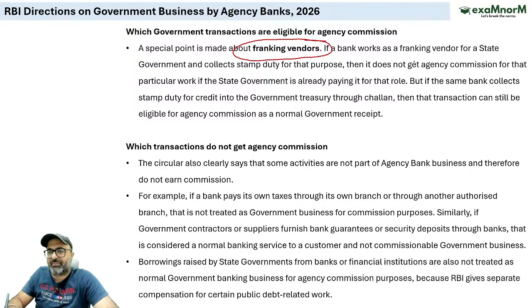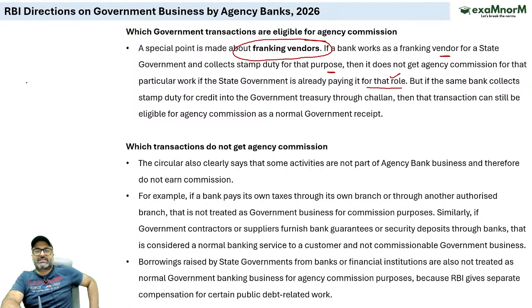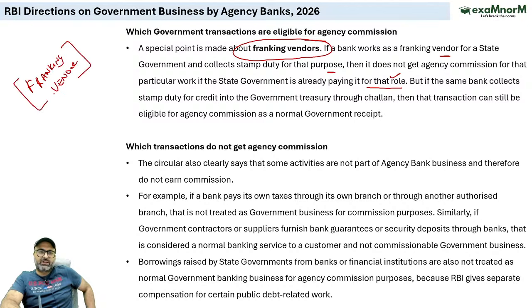What is it? If a bank works as a franking vendor for a state government and collects stamp duty for that purpose, then it does not get agency commission, if the state government is already paying it for the role. What is that? Sir, on one side the bank is a franking vendor. What does franking vendor mean, sir? The bank is the vendor of the state government to sell the stamp duty, okay?